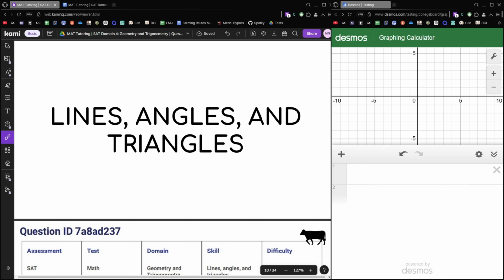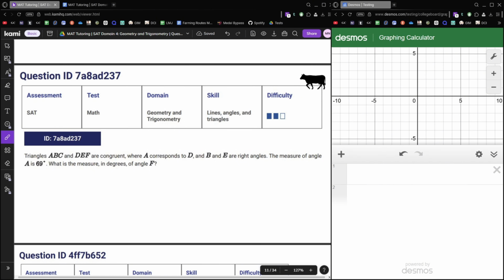Now we're moving on into our next topic. Let's get started with slide number 11. Here they tell us that two triangles are congruent. It says that A corresponds to D, which means that they'll both be in the same spot, and B and E are right angles, so we have two right triangles.